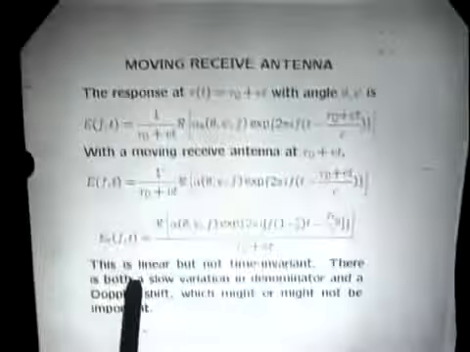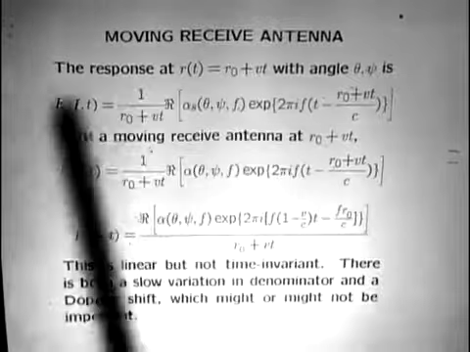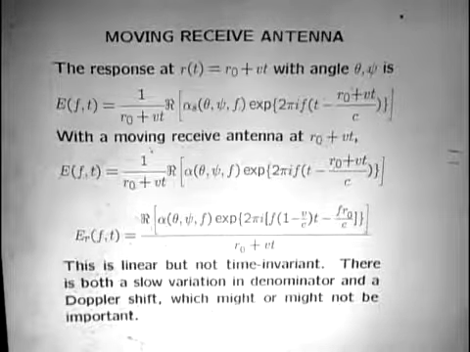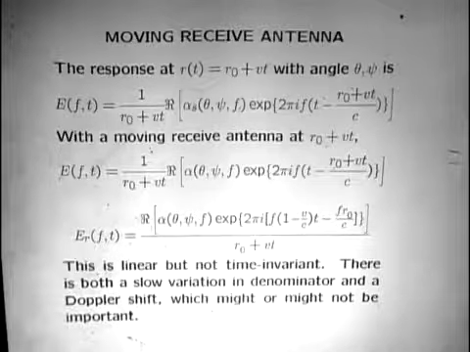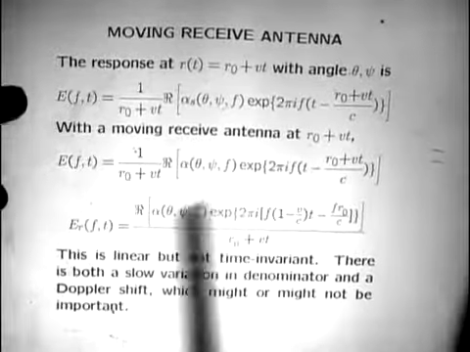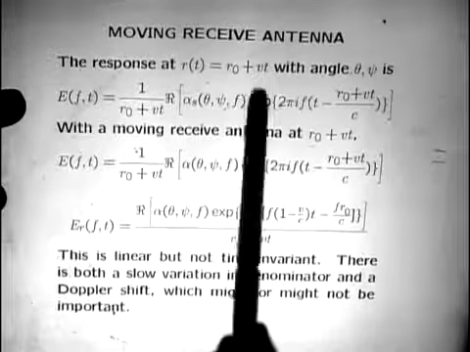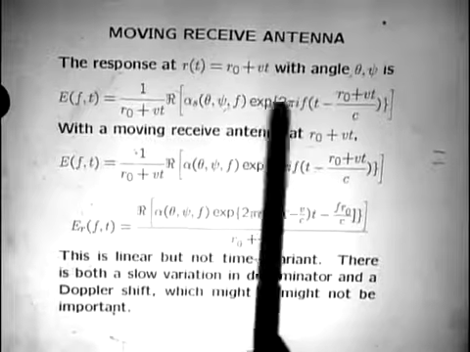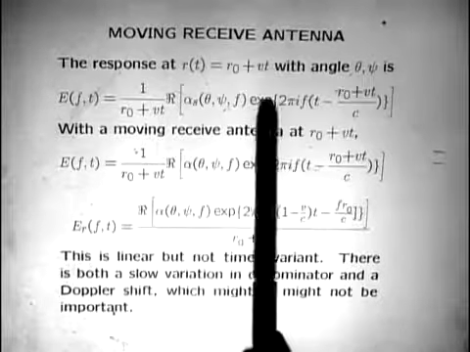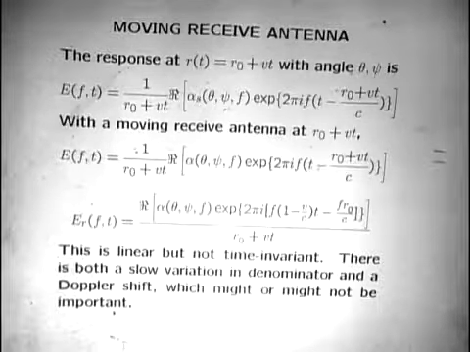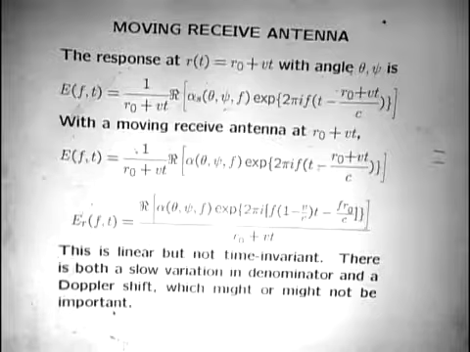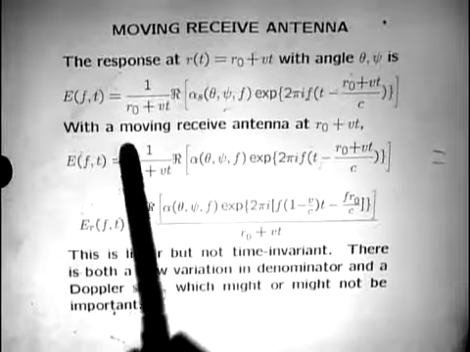So at this point, what we're interested in is not the response at some fixed place r, but the electromagnetic field in the absence of the receiver at this point, which is moving. Okay, so we're interested in the electromagnetic field at a point r0 plus vt, where v is the velocity of this vehicle, and we'll assume for the time being that the vehicle is going directly away from the transmitting antenna. If it's going at some angle, it just changes these equations a little bit.